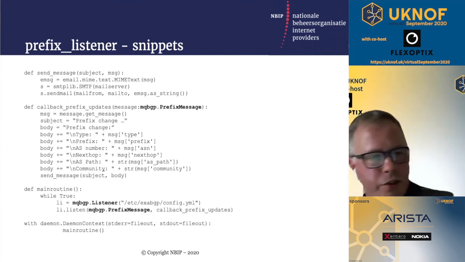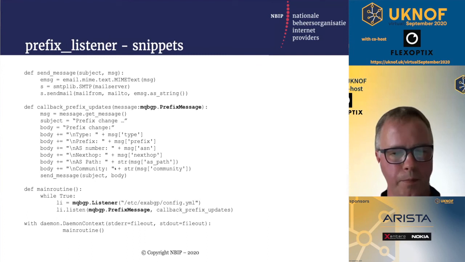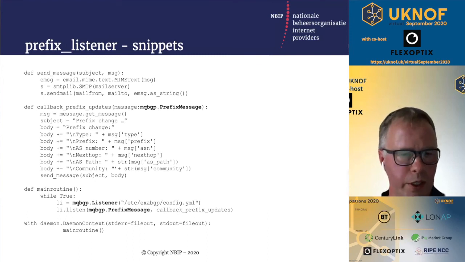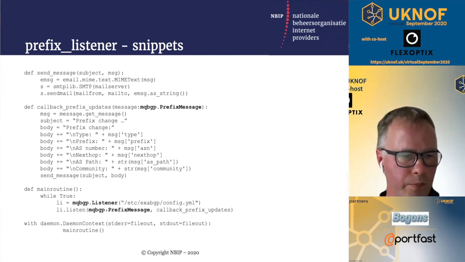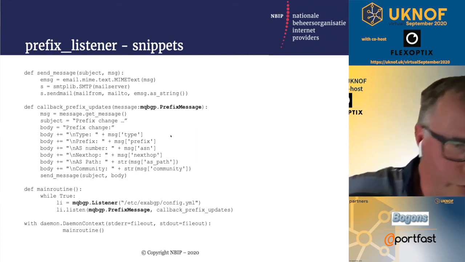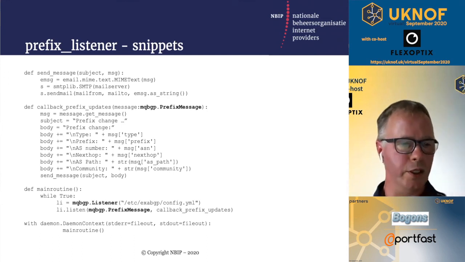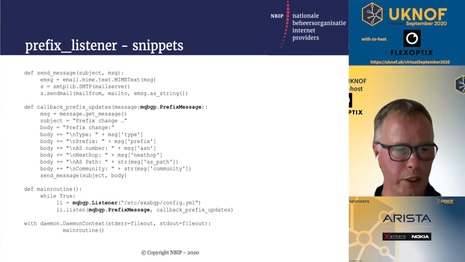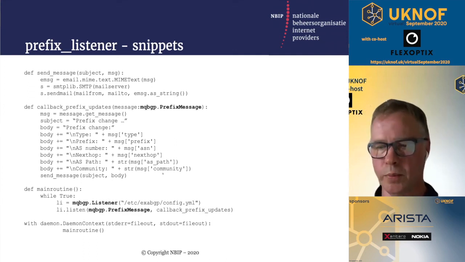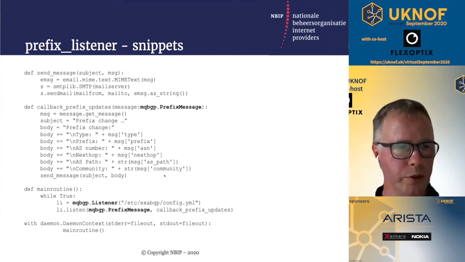And then the prefix listener that is listening to this is receiving these kinds of updates and sending them by mail to the NOC. Also here, 3 lines of code to set up the messenger and listen to prefix messages, and if a message is received, then a callback function is run to send this message by email. And this you can also use, of course, for instant messaging or other kinds of messaging platforms for the customers.